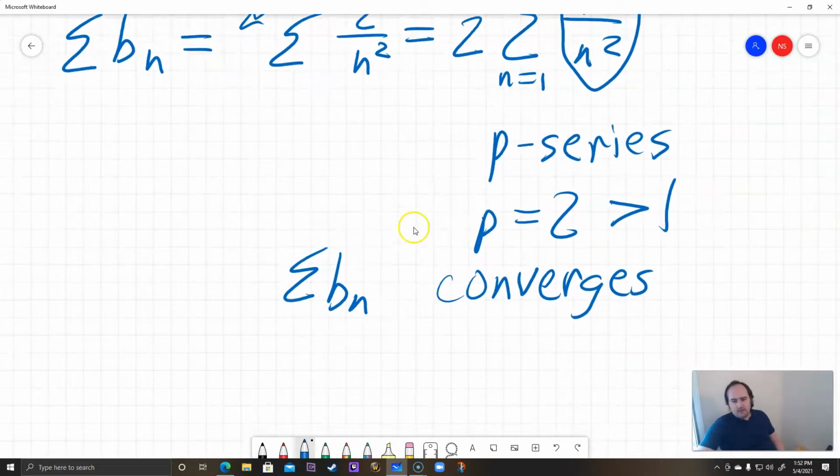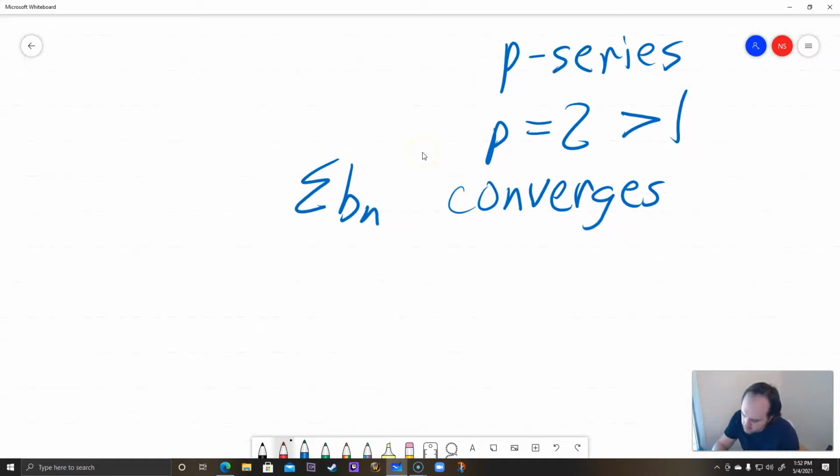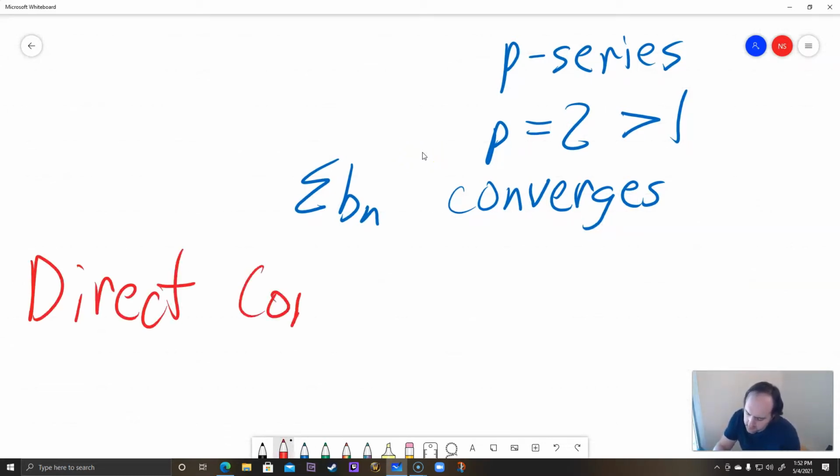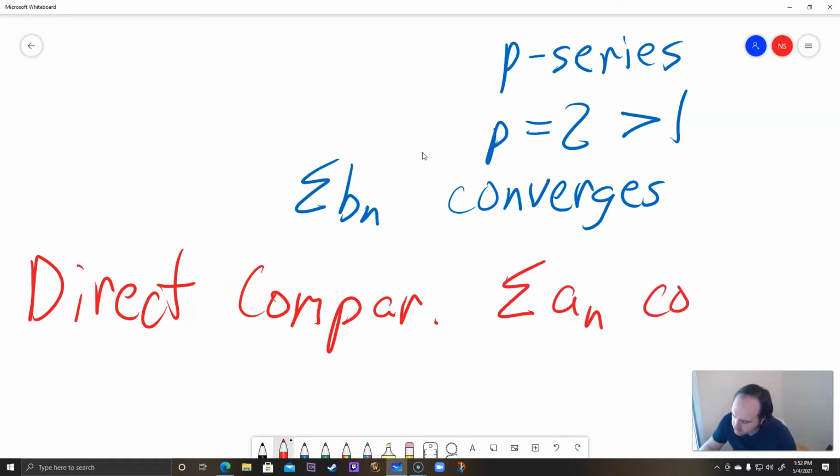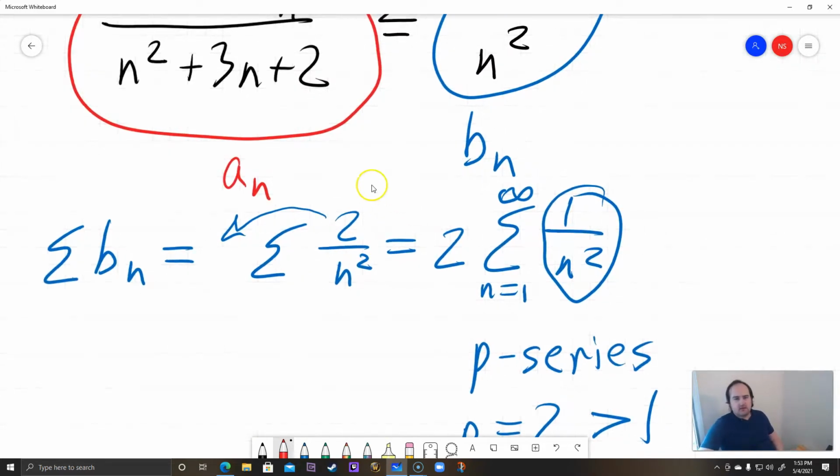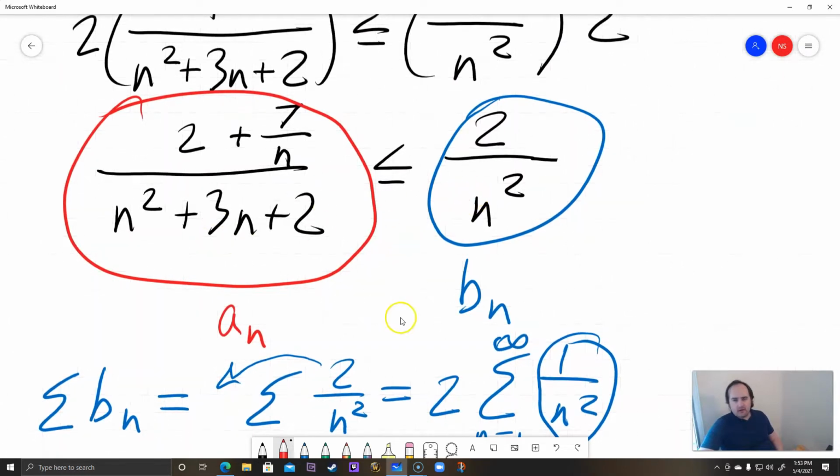And then by the direct comparison test, now we know that the sum of a sub n also converges. And we know that because we said that a sub n is less than or equal to b sub n for all n.